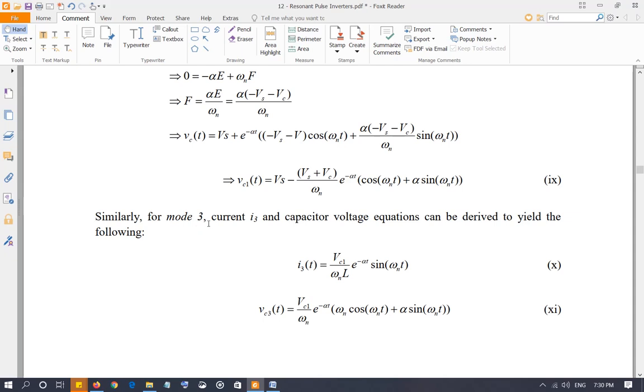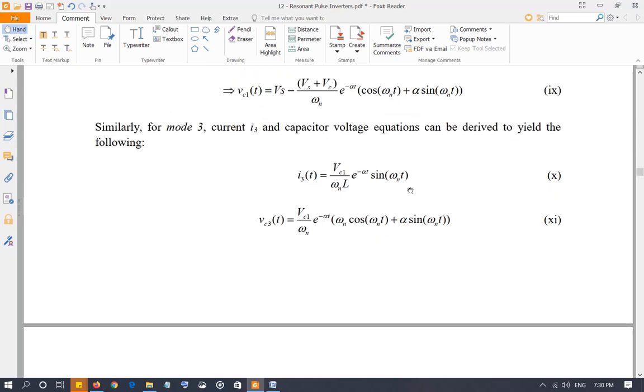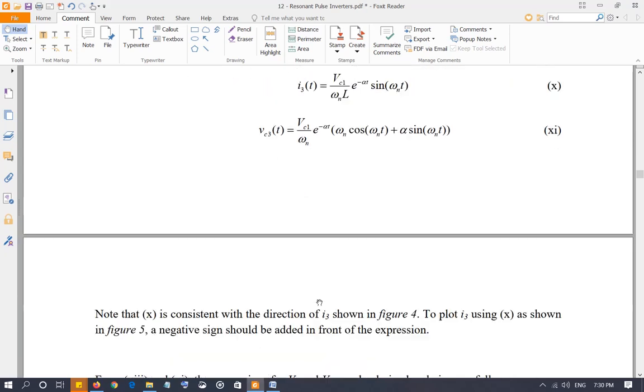And we do the same thing for mode 3 for the natural response, and you're going to get the I3 equation this, where the constant is this, and the Vc3 equation this.